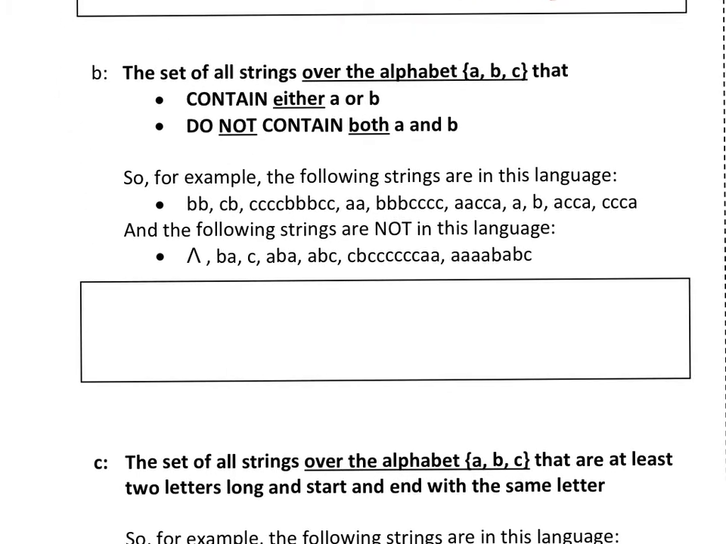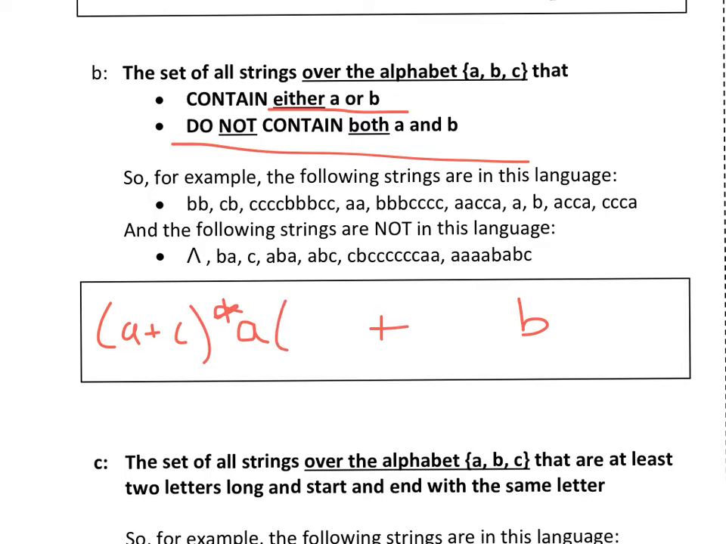Has either an A or a B, right? Either A or B, but not both, right? And so of course I give you the examples again. So let's suppose here will be the strings that contain an A, here will be the strings that contain a B, and we'll sort of add them together. And the ones that contain an A have to have one A, right? But then they could have 0 or more A's and C's in front of and behind that A. So that'll be A plus C star A times A plus C star.